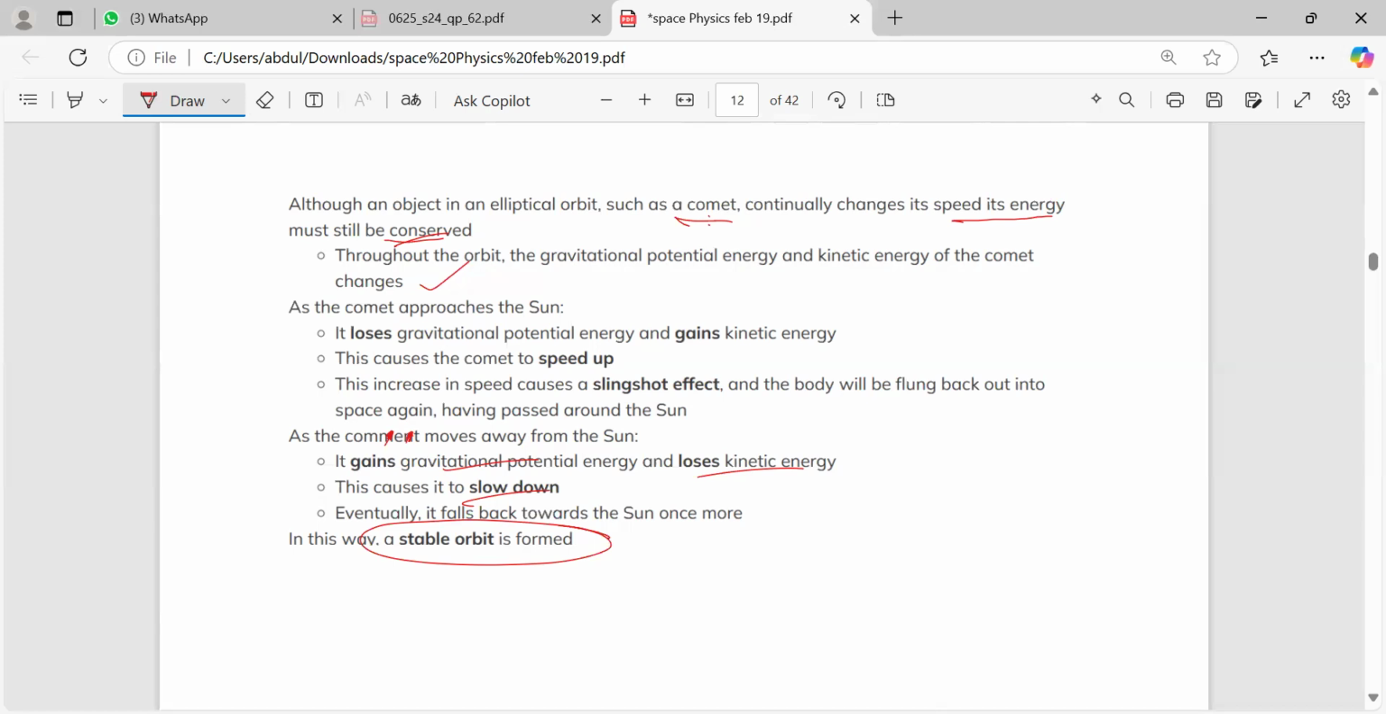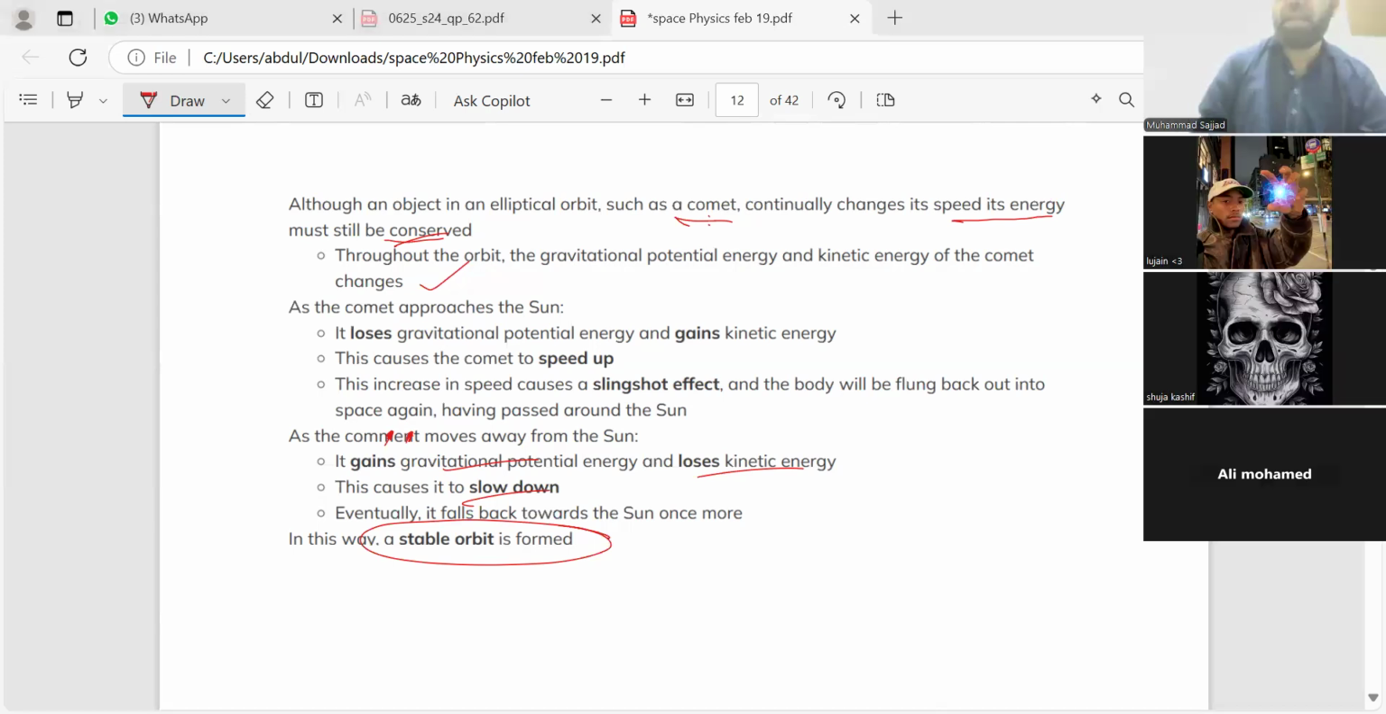So this increase in speed causes a slingshot effect, like when you pull a paper bullet in class around a rubber band, like what we do in general, the boys and girls in classes. The rubber is around your thumb and forefinger, and the paper bullet is pushed back, stretched back. Now this is a fling. As you let it go, it will be flung.